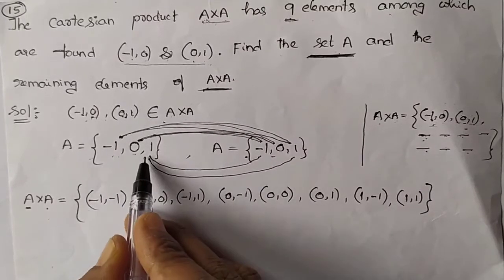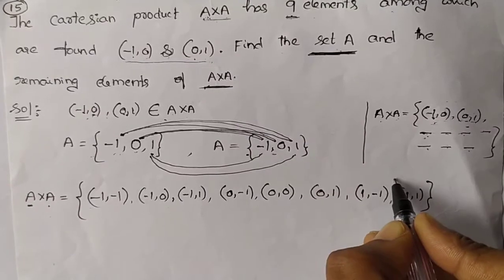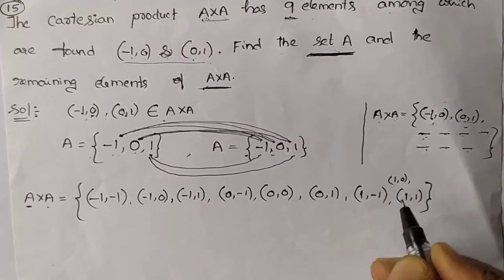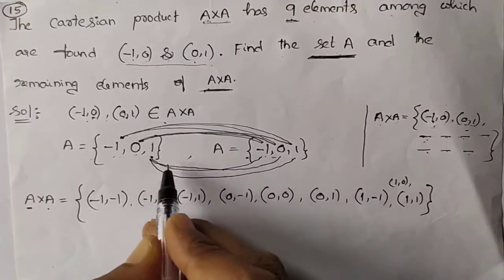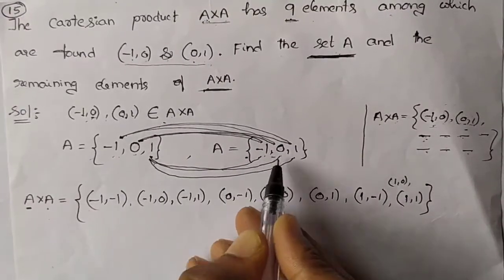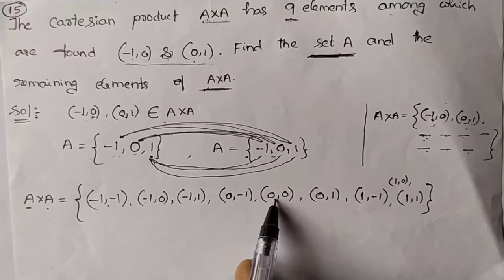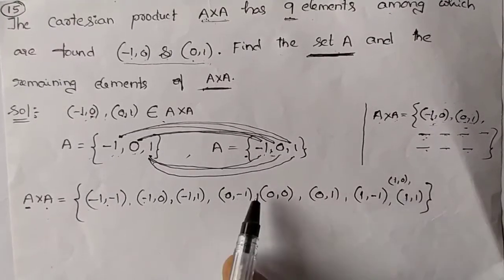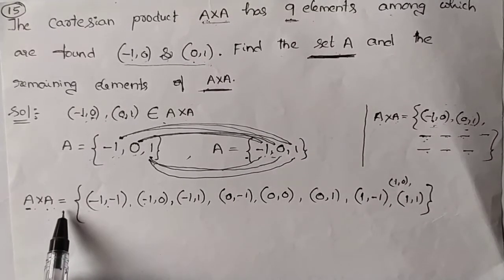One minus 1, 1 1 0, 1 1. Here we will get one more element, that is 1 0. Okay, 1 0, 1 minus 1, 1 1 0, 1 1. Understand? 1 2 3 4 5 6 7 8 9. 9 elements we have. Therefore the number of elements in A cross A is 9.